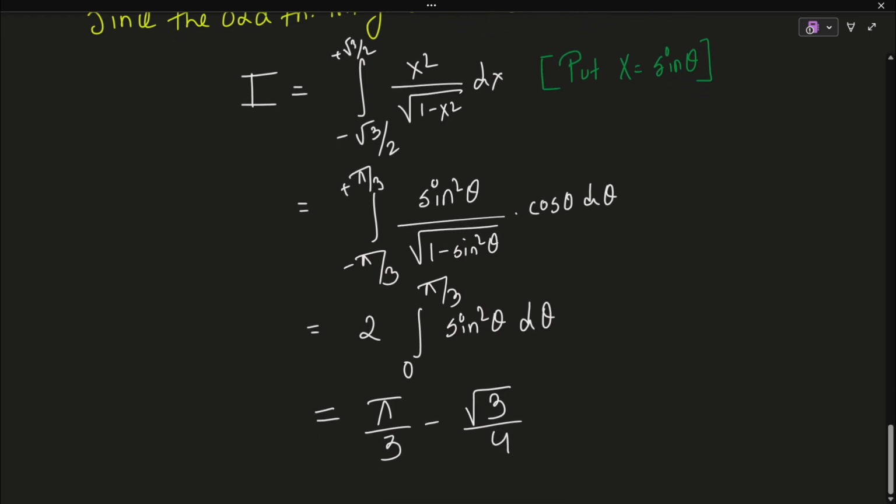Again, using properties, you see this is an even function. You can simply write 2 times the integral from 0 to pi by 3 of sine square theta d theta, and you can evaluate this pretty easily by using the half angle formulas or the double angle formulas. Like 2 sine square theta is basically equal to 1 minus cos 2 theta, right? So you can do all those and get this value, pi by 3 minus root 3 by 4, which is the required answer.